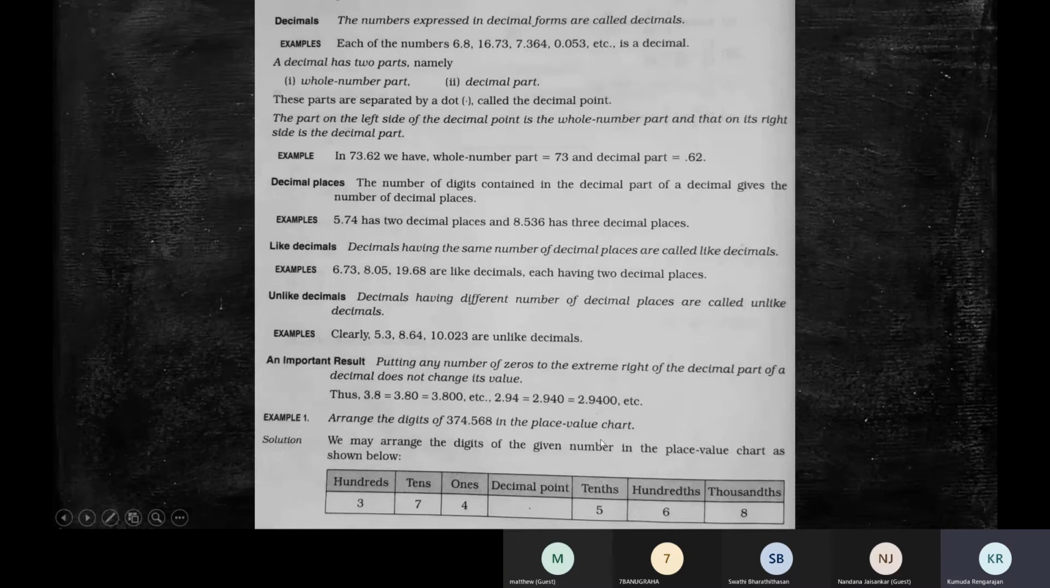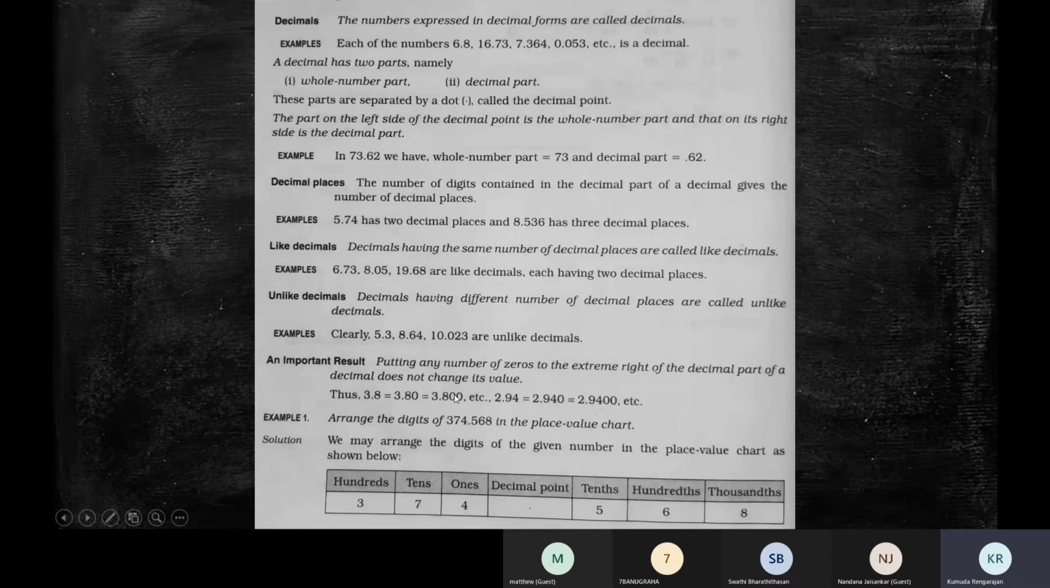Similarly here, unlike decimals can be converted to like decimals. Now remember this important result: putting any number of zeros to the extreme right of the decimal part of a decimal does not change its value. Let's understand that with some examples. Now look at this, 3.8. You can write it as 3.80. You can write it as 3.800. You can write it as 3.800000000. You can add as many zeros as you want.